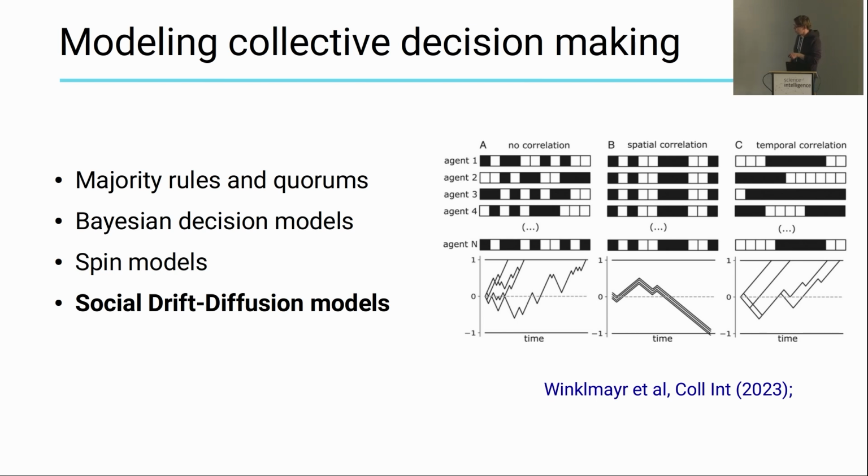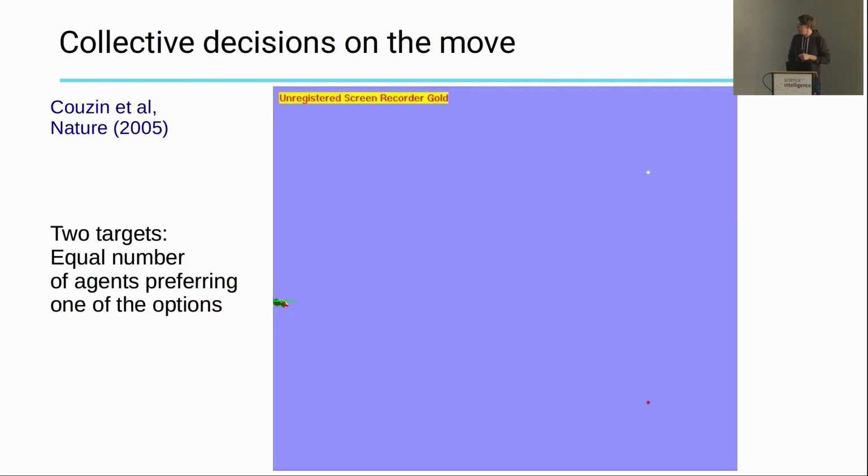And this was also work from a former master student of mine, published 2 years ago. A very interesting special case is collective decision on the move. And this is insofar interesting because it actually combines flocking together with decision making.